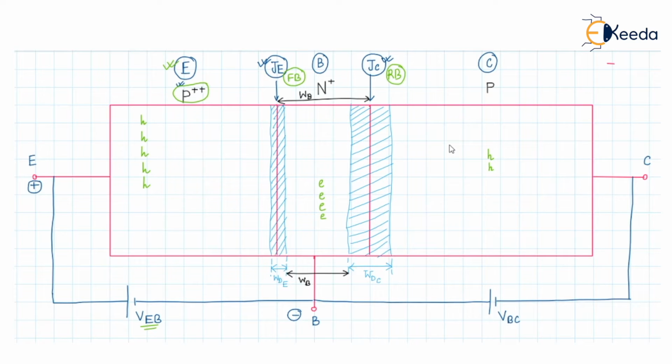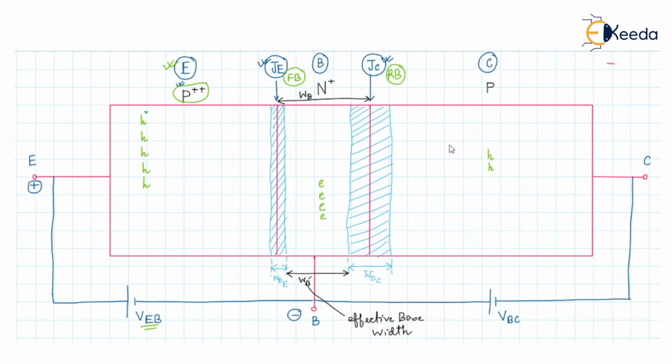So WB dash is the effective base width of the transistor, and this has reduced due to the depletion region that has occurred at the JC and the JE junction.